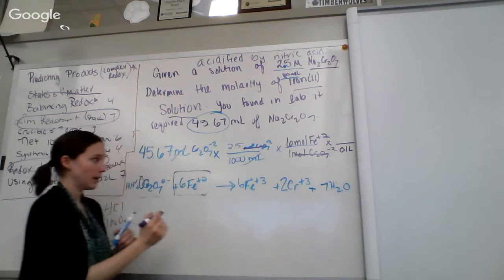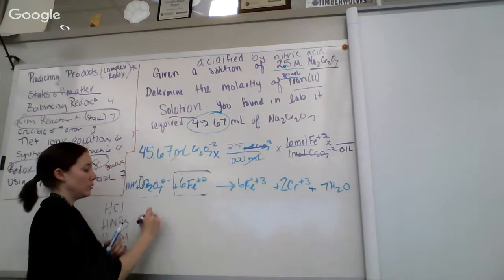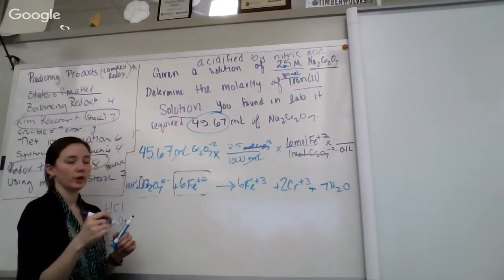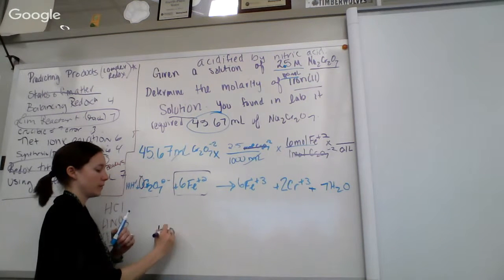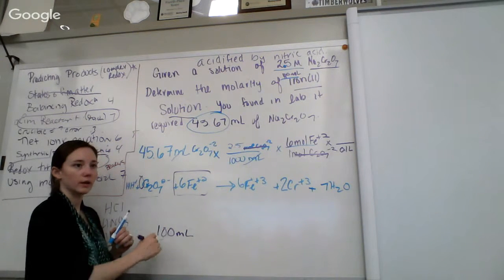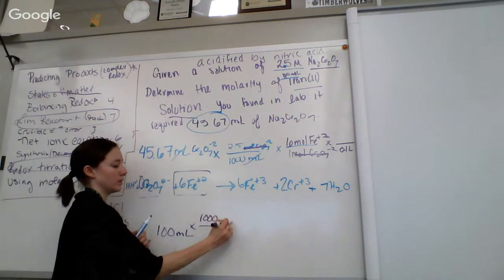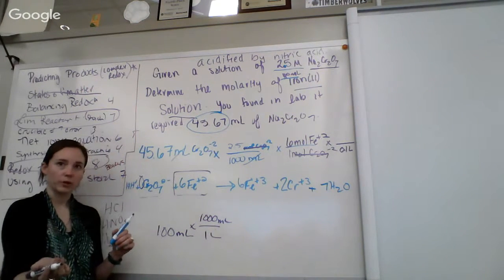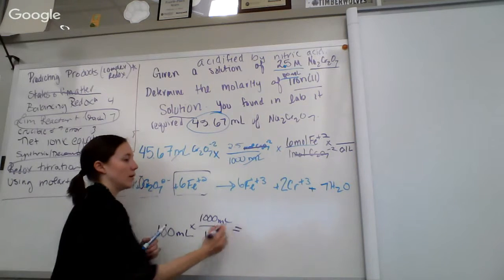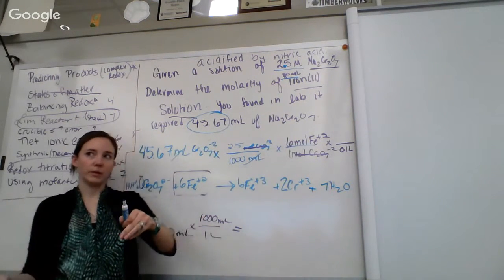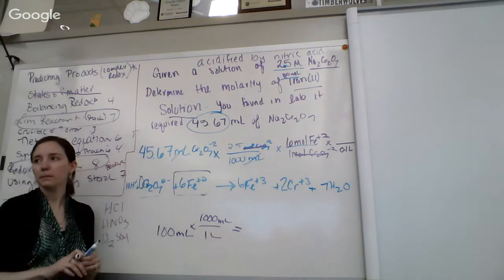liters. If you're not 100% sure about that, you could always put in your 100 milliliters on the bottom and then kind of help yourself to cancel it out and say, well, I know there's 1,000 milliliters in every 1 liter. If you're not sure about what to do for that. The other option is you could solve for moles and then just separately divide by liters. It's perfectly fine as well.